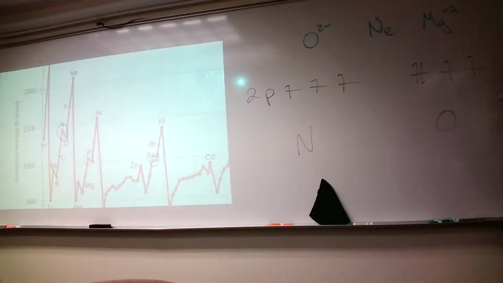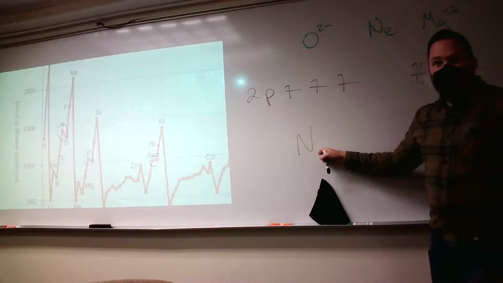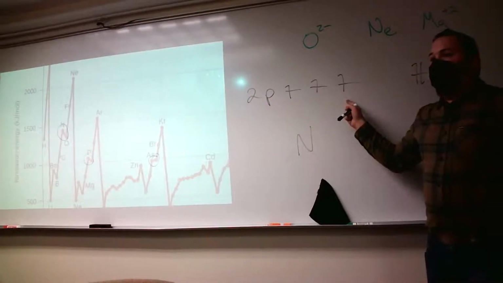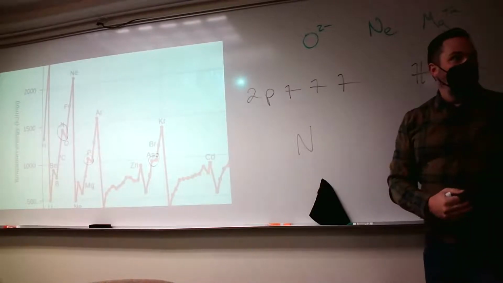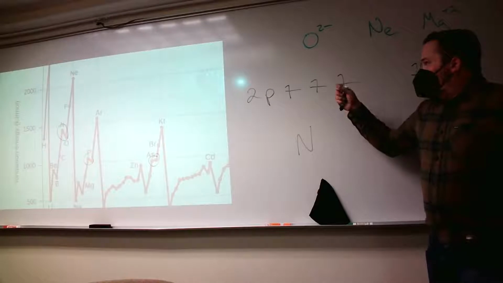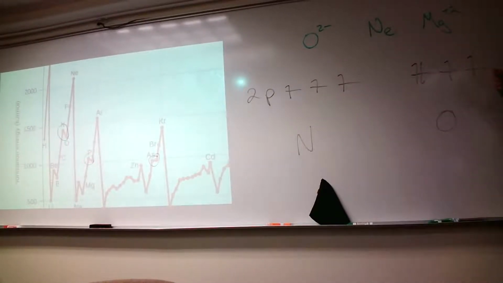So this is where the exactly half filled comes into play, right? In order to take an electron away from nitrogen, you have to break up an orbital that's exactly halfway filled. Now, half filled is not as good as all the way filled, but it's better than nothing. So breaking up something that's exactly halfway filled is harder than making something that's halfway filled.